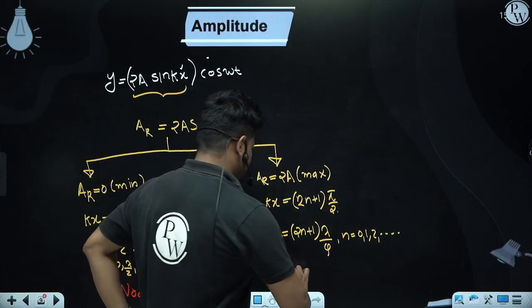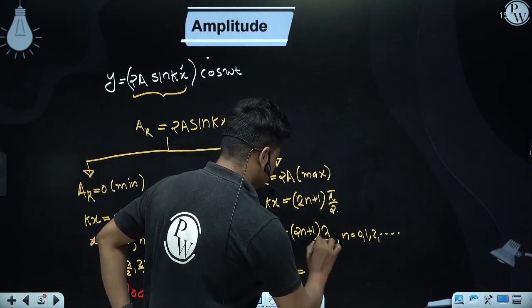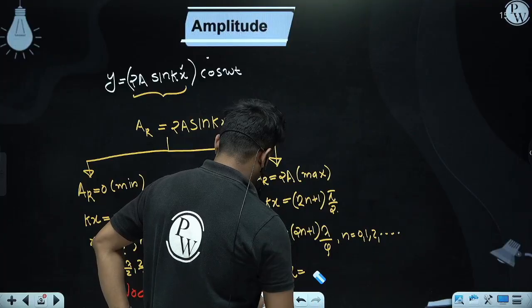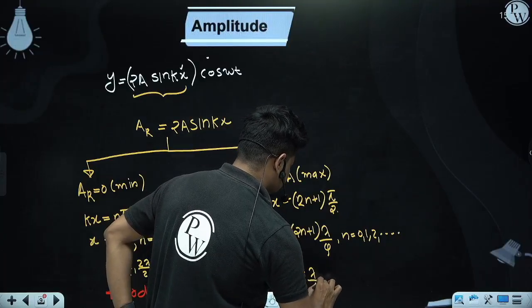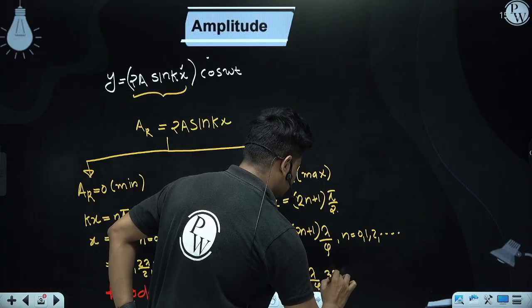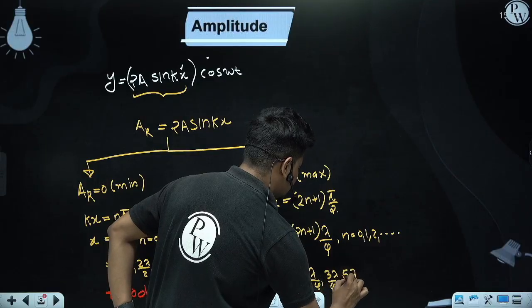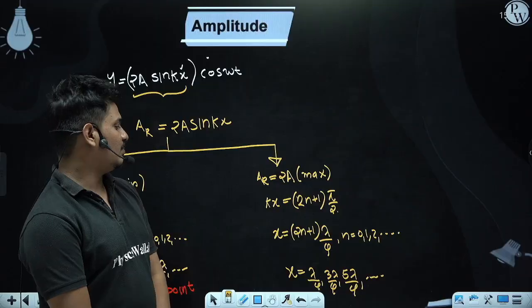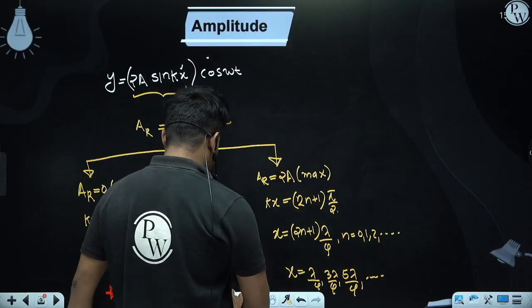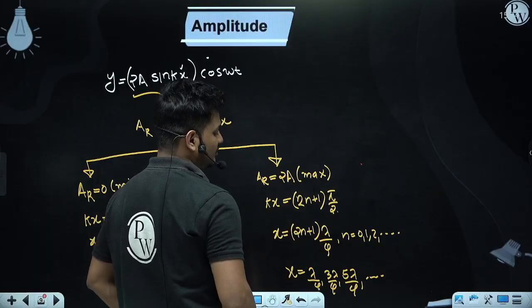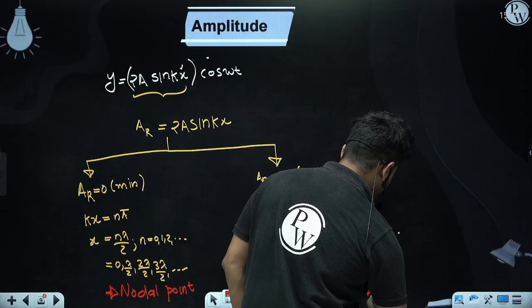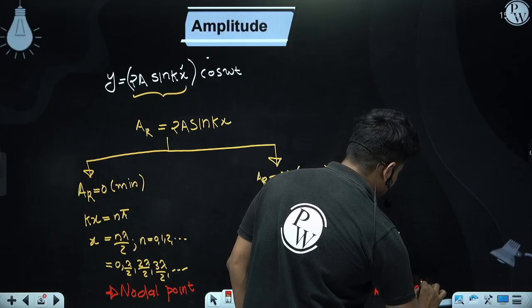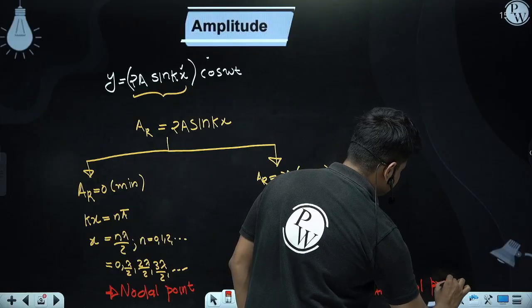That means at these values we get maximum amplitude. Putting n equal to 0, we get lambda by 4. If n equals 1, 3 lambda by 4. Then 5 lambda by 4. That means at these locations we get maximum amplitude. The point at maximum amplitude is known as an anti-nodal point.